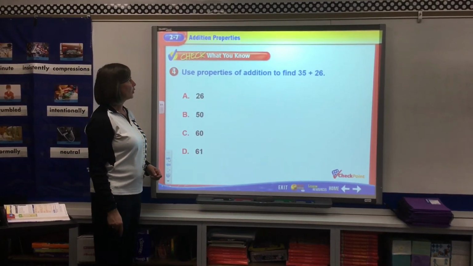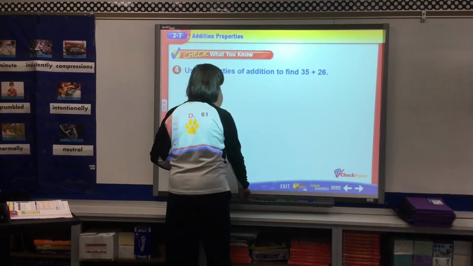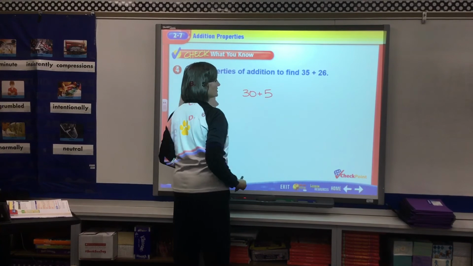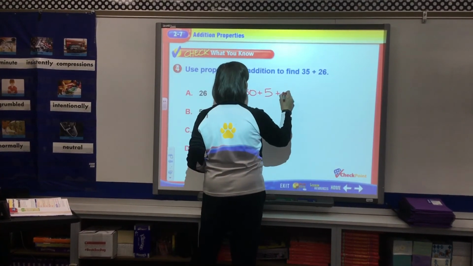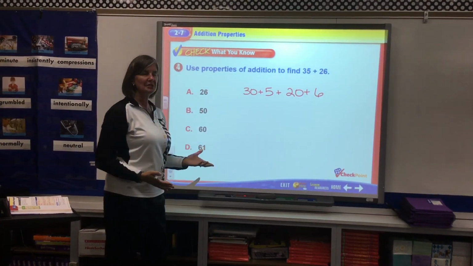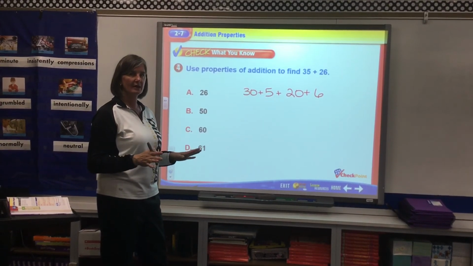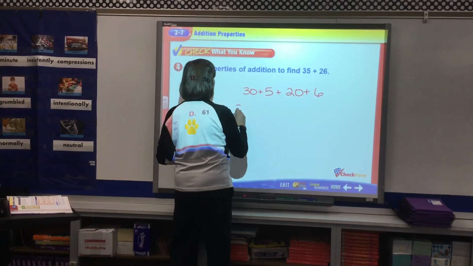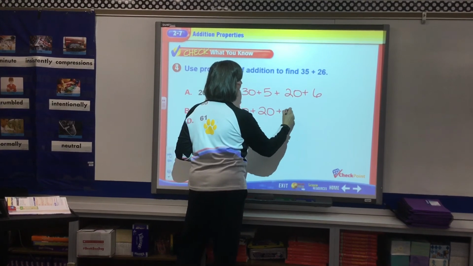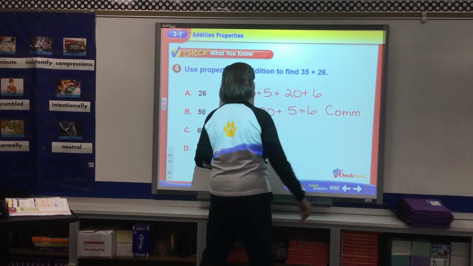So we are going to do the same thing here to find the sum of 35 plus 26. So I'm going to start off and I'm going to break 35 down. I know 35 is the same as 30 plus 5. And then I know 26 is the same as 20 plus 6. So now I'm going to use the commutative property, move my numbers around a little bit because the commutative property says it doesn't matter the order in which you add numbers. So I'm going to put 30 plus 20 here, and I'm going to move the 5 over here and do the 5 plus 6. So since I moved the order of those around, that's the commutative property.